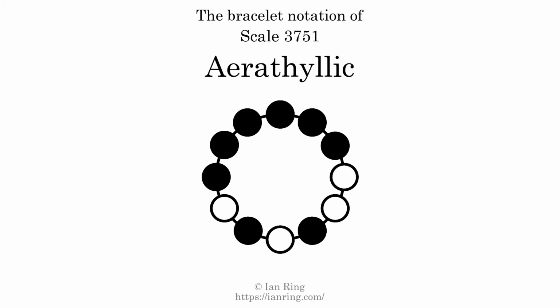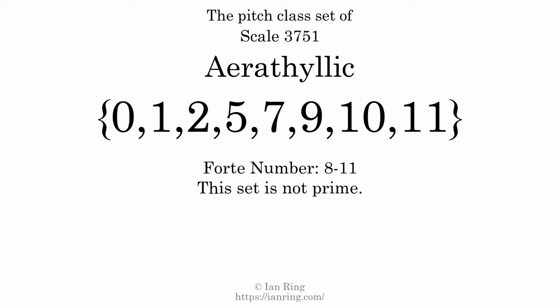This is a bracelet notation diagram of scale 3751. The shaded circles represent tones that appear in the scale, and they are read clockwise, starting at the top. The pitch class set for this scale is 0, 1, 2, 5, 7, 9, 10, 11. The Fort class is 8, 11. This set is not prime.